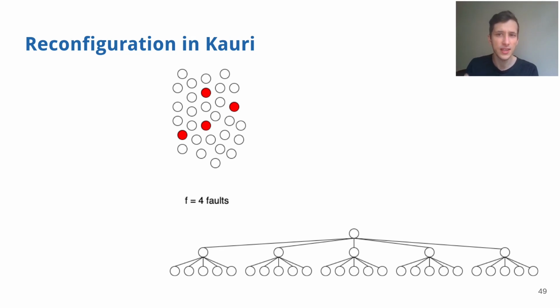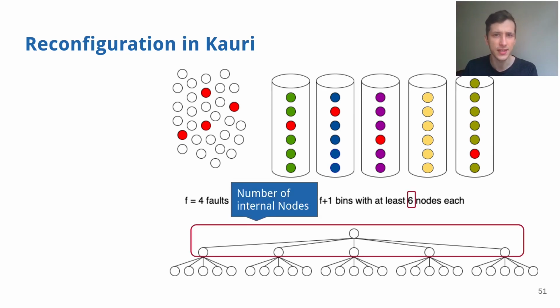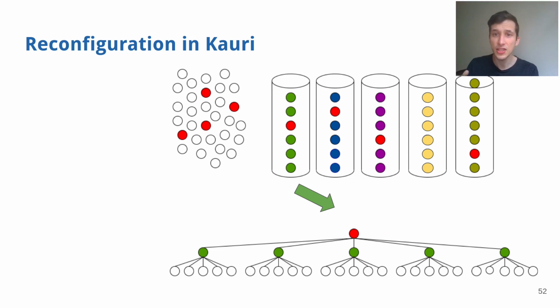So we start from a set of nodes where a small subset is faulty. And we divide the nodes into bins of roughly the same size, such that each bin is at least the size of the number of internal nodes, so 6 or more in this example. As such, if we switch through the bins, assigning each bin to the internal node positions, as long as we have more bins than faulty nodes, we are guaranteed to eventually reach a bin without faulty nodes, and as such a robust configuration in F+1 steps, which is optimal.